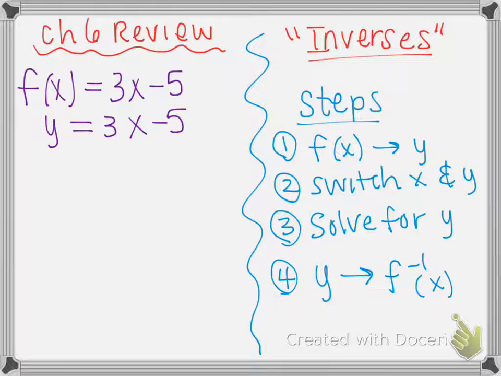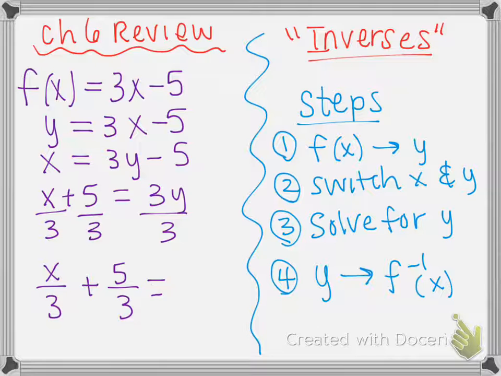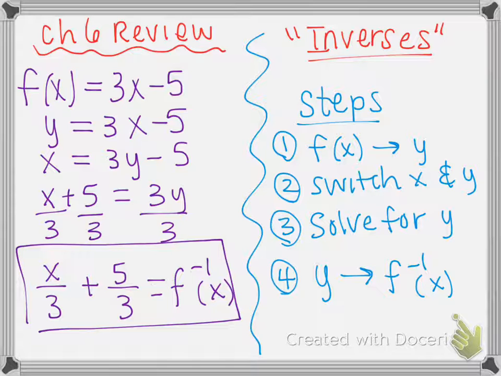Step 2 is going to switch x and y's places. Step 3, you need to solve the equation for y. So in this case, we're going to add 5 and then divide by 3. And lastly, you need to replace the y with the f inverse notation, so that f of negative 1 of x. So this would be your final inverse equation.